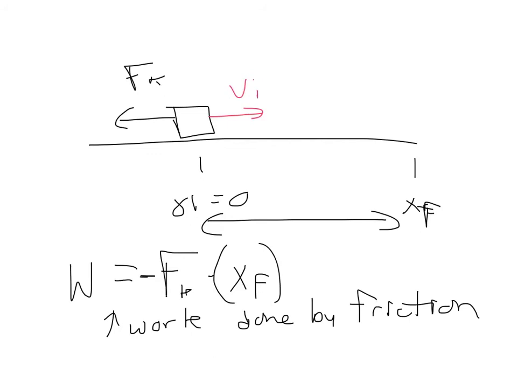Alright, so that work done by friction is equal to the change in the energy of the object. That's basically what the work kinetic energy theorem tells us, that the work done by something results in a change in energy of the object that's equal to the amount of work done.